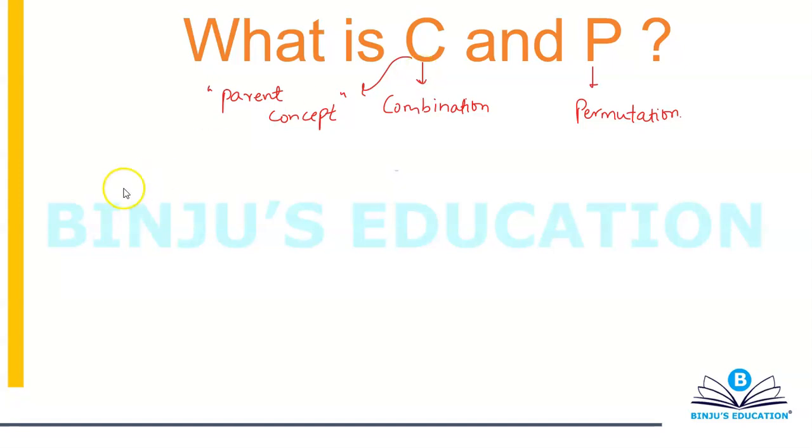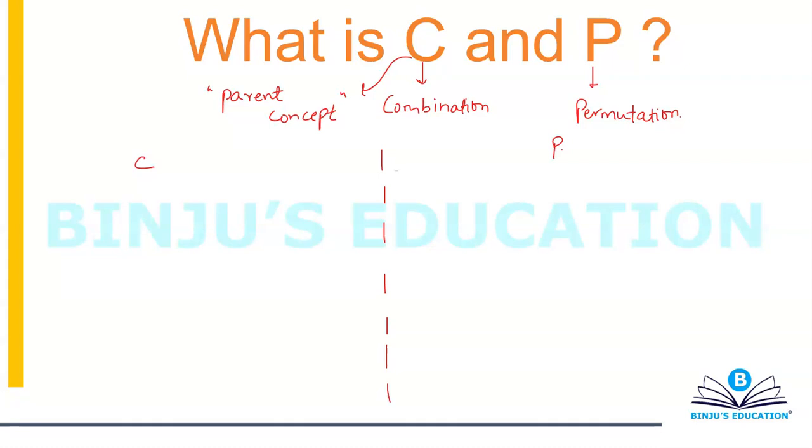All right, so we have C on the one side and P on the other side. In order to understand both, let's take an example and use our logic. Let's say we do not know what is C, what is P. Let's keep that aside and simply use our logic. Suppose I have a class of 15 students and I wish to call three of them on the stage, any three of them, let's name them A, B, and C. I wish to select three students.